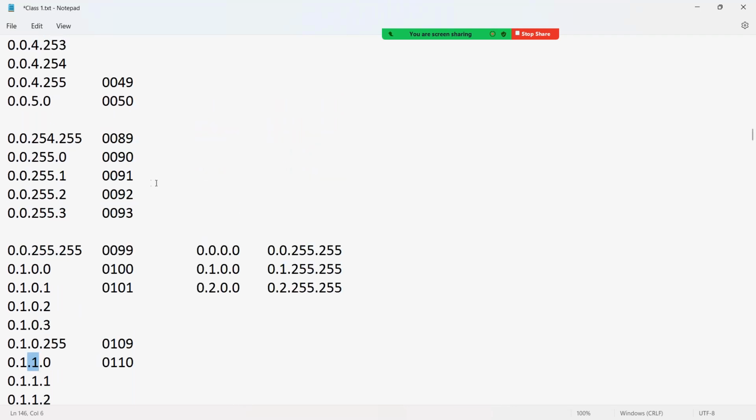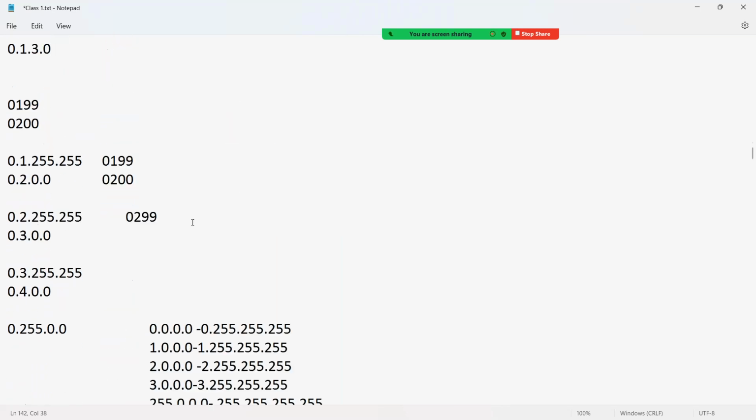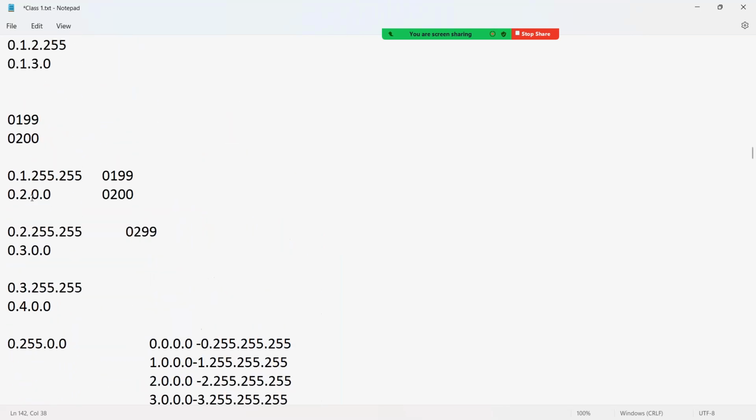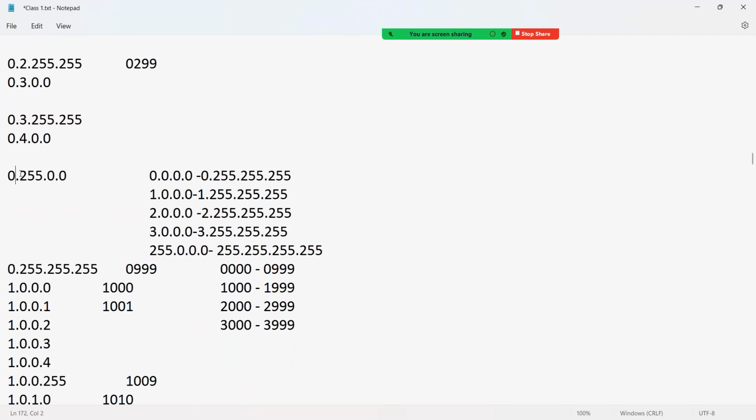So whatever cycle repeated from 0.0.0.0 to 0.0.255.255, the same cycle repeats again from 0.1.0.0 to 0.1.255.255, and again from 0.2.0.0 to 0.2.255.255. Finally, similarly from 0.255.0.0 to 0.255.255.255, the same cycle.